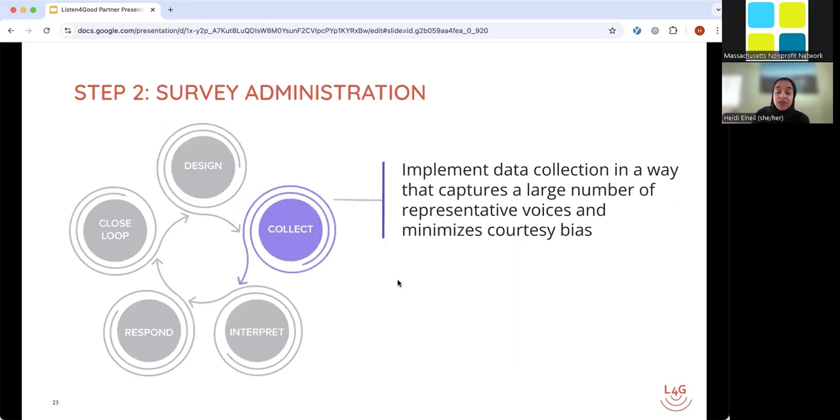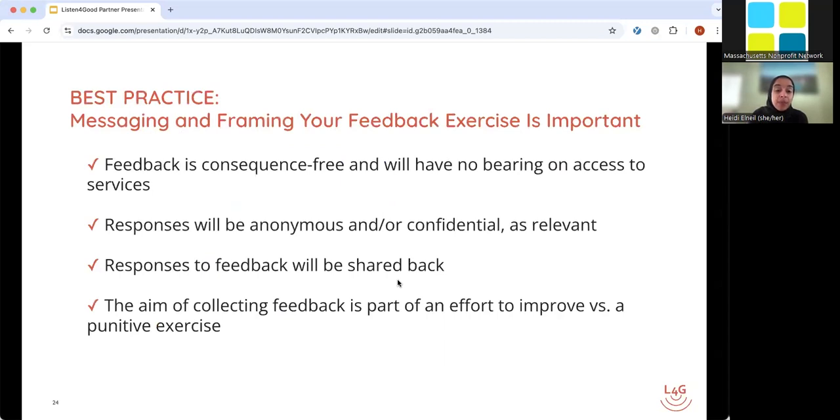Once we have our survey, then it's about how do we get it into our community? How do we collect those responses and how do we monitor those responses so that we're getting the representation that we want? And how do we think about minimizing courtesy bias? So how do we make sure that people are actually giving us feedback and not just letting us know that everything is fine?